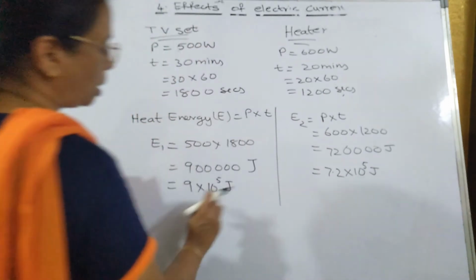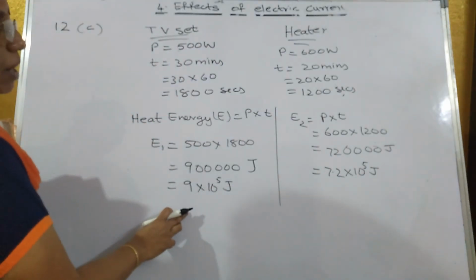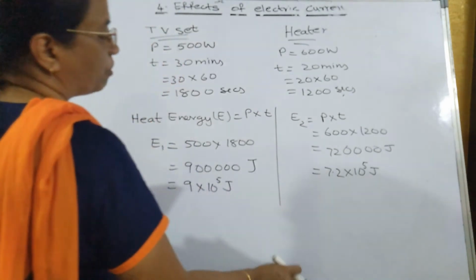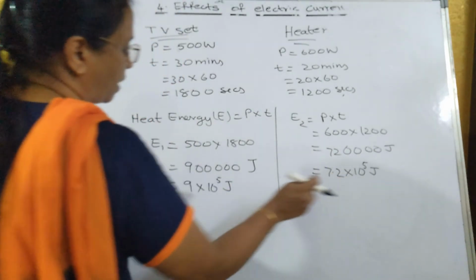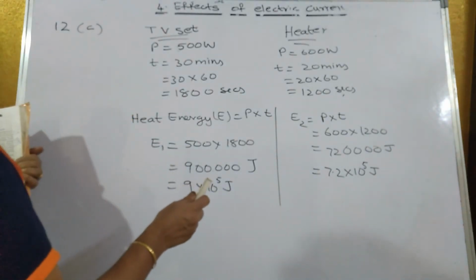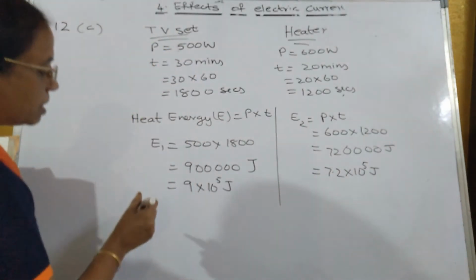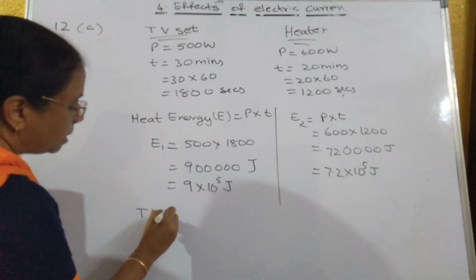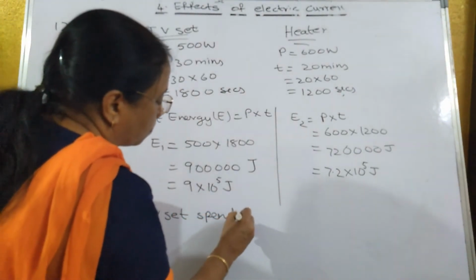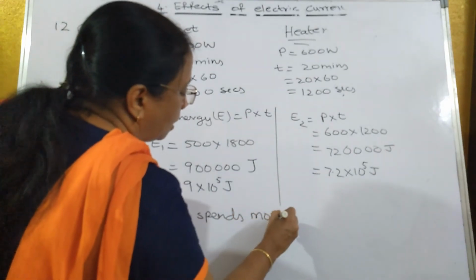So when you compare both of them, this is 9 into 10 to the power of 5 joules, and this is 7.2 into 10 to the power of 5 joules. Both are 10 to the power of 5 joules. So 9 is greater than 7.2. So who will spend more electrical energy? TV set. So TV set spends more electrical energy.